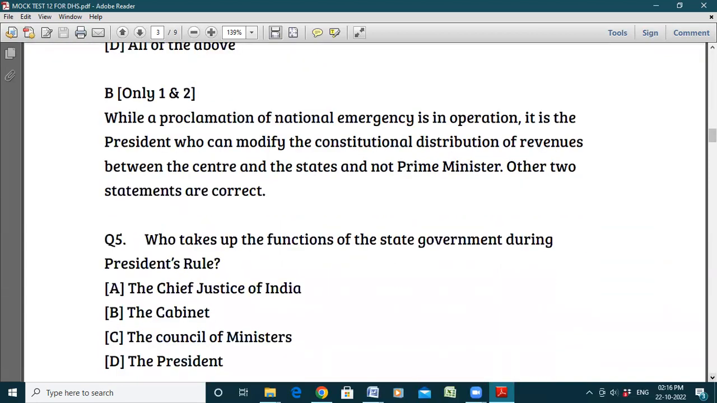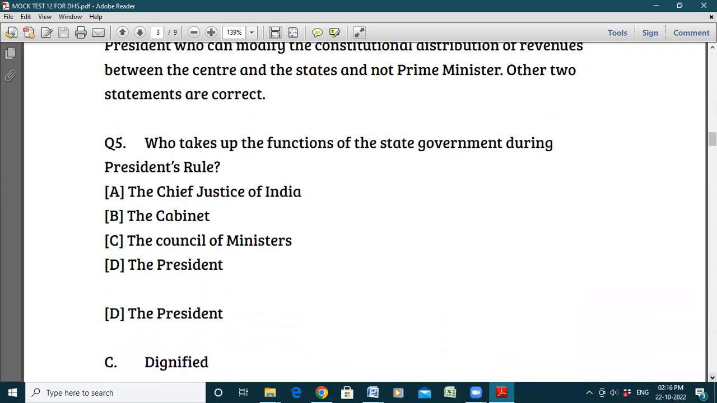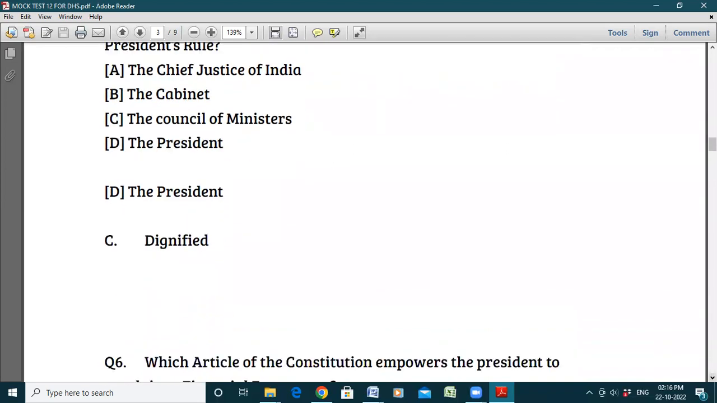Coming to the next question, who takes up the functions of state government during President's rule? During President's rule, who carries out the functions of the state government? And the answer will be option D, President.